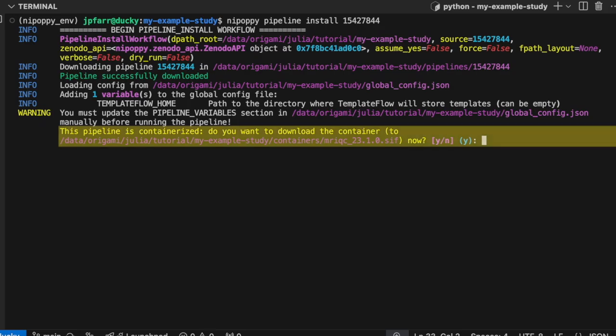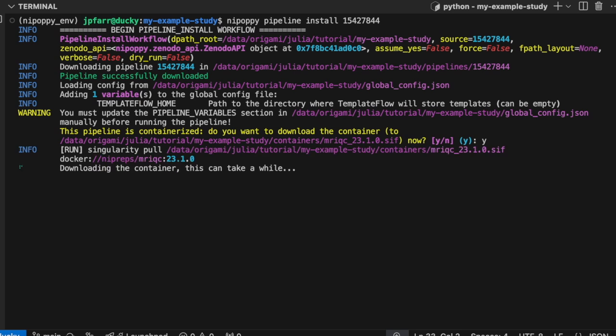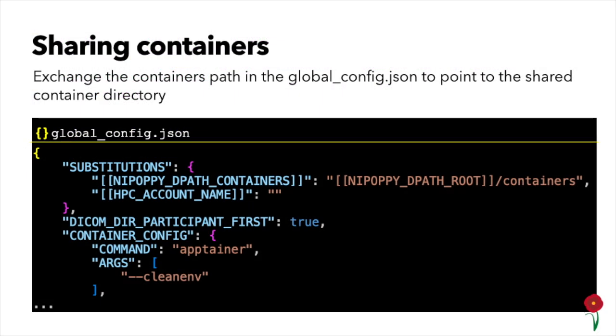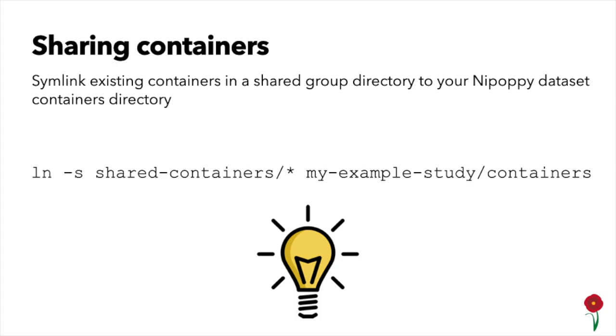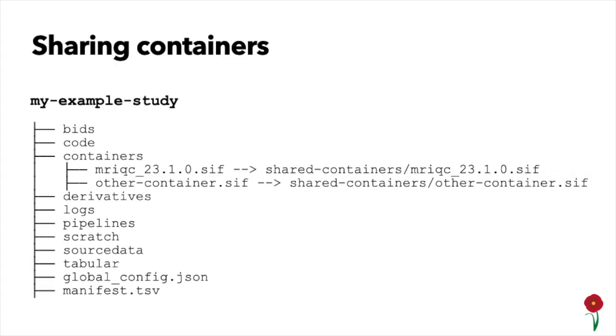Now, Nipoppy asks us if we also want to install the container. For the sake of this tutorial, we say yes. However, we encourage you to make use of shared containers. Should you work on a shared compute resource with the possibility to access installed containers, you should not install them through Nipoppy, but point to this shared resource in the global config file. Or symlink this resource to your container directory in the Nipoppy dataset and keep the container folder in the Nipoppy dataset as container source.